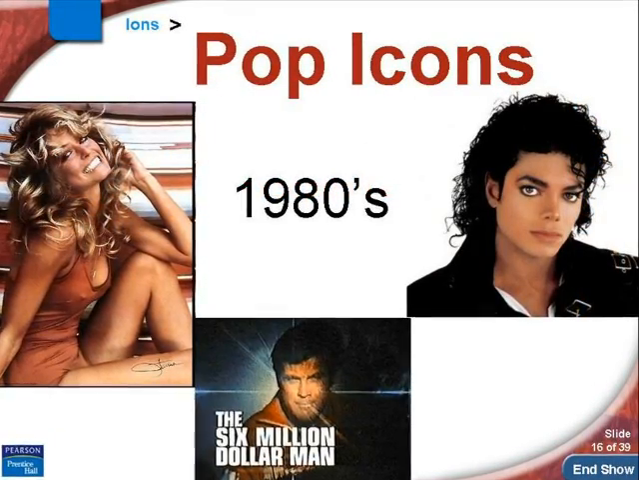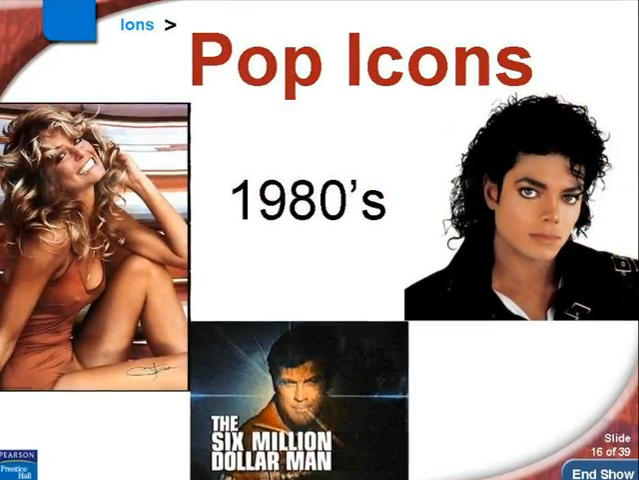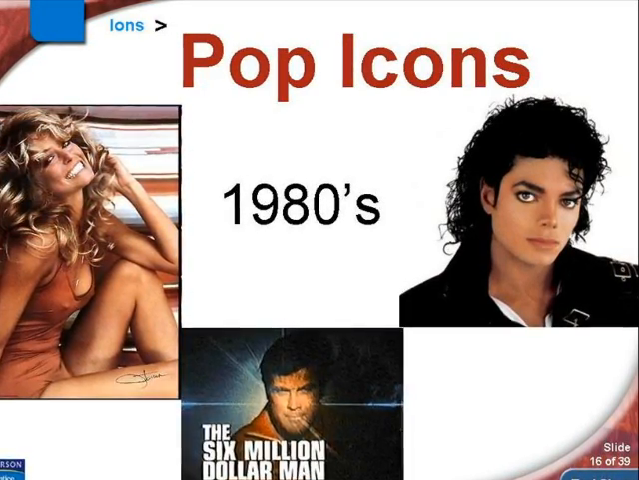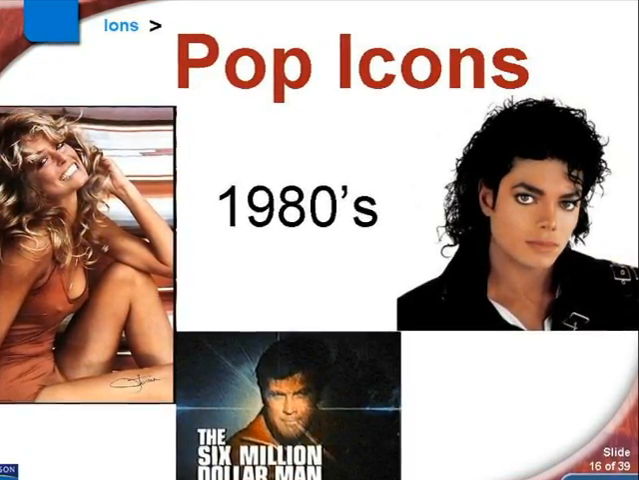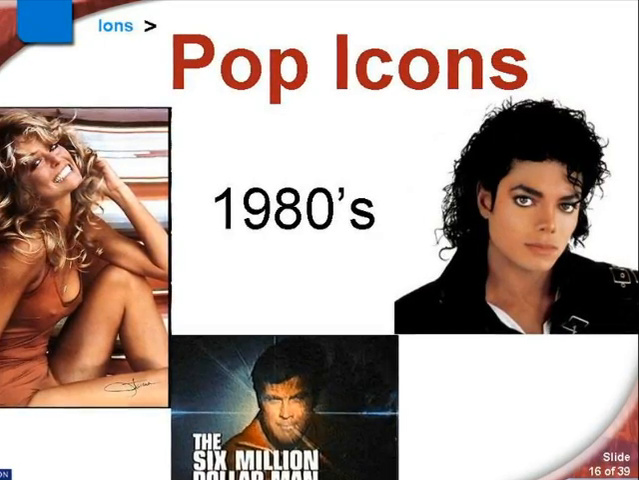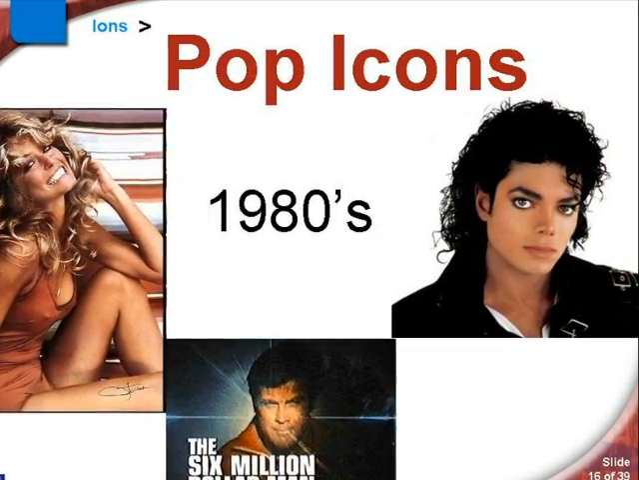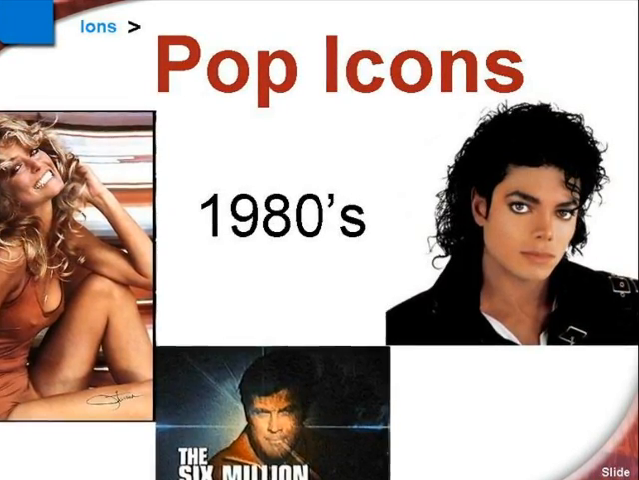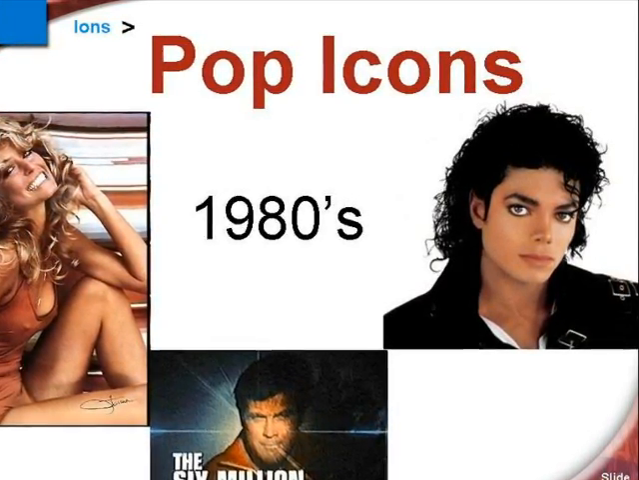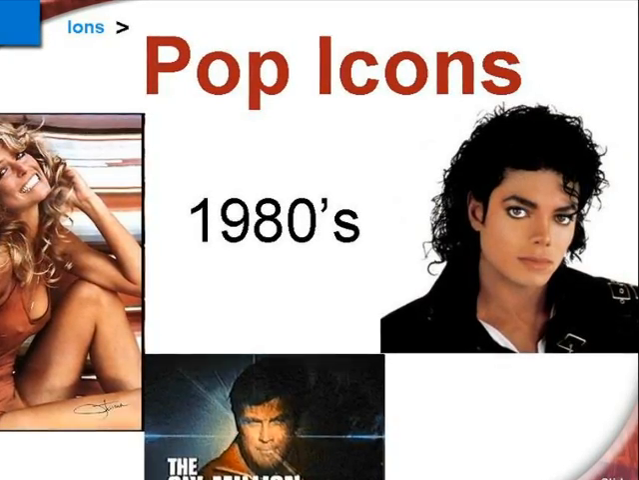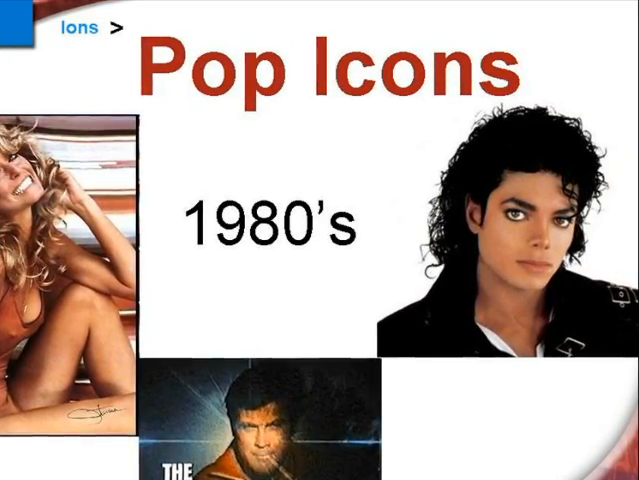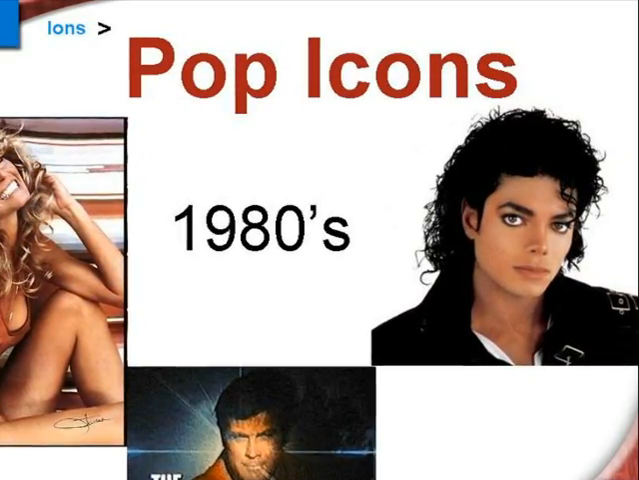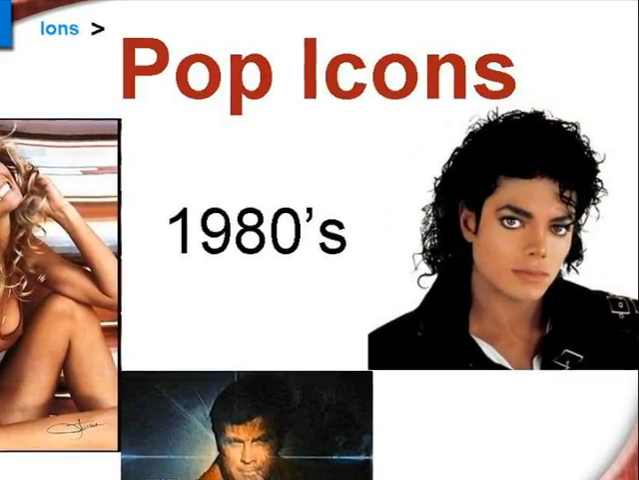Whoa! Who are these people? These are my favorites when I was growing up. These were the people that people aspired to be. That's Farrah Fawcett on the left. That's MJ on the right. On the bottom, that's Lee Majors, the $6 Million Man. That's a sound effect for the $6 Million Man. This is who people aspire to be.